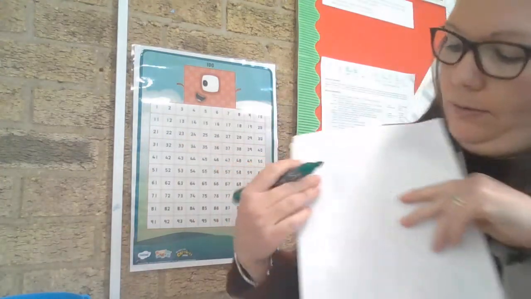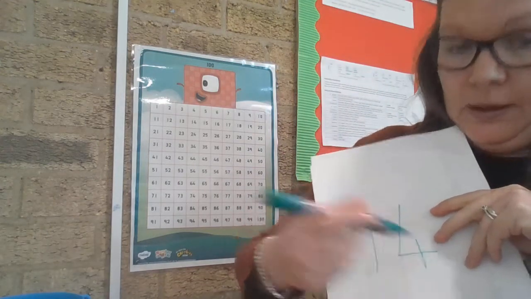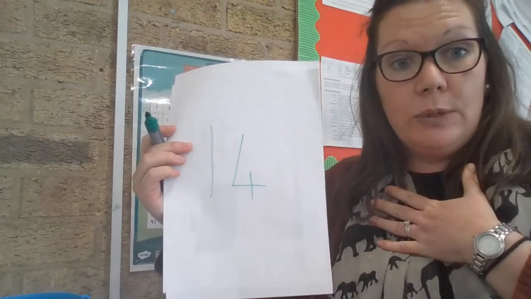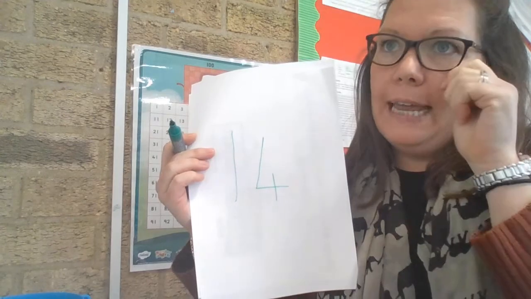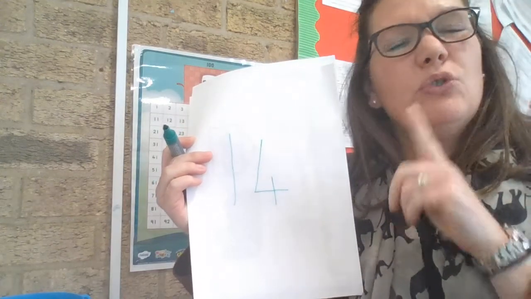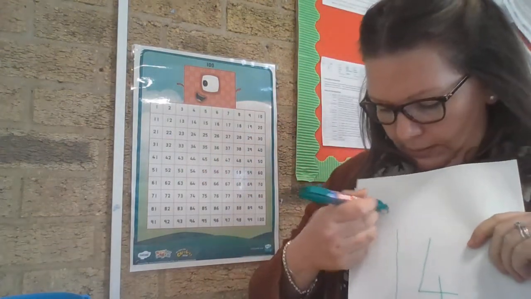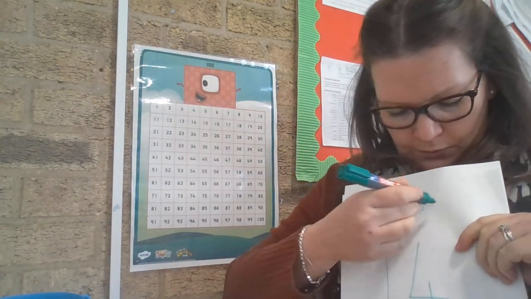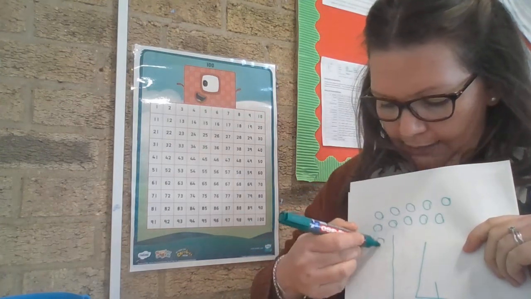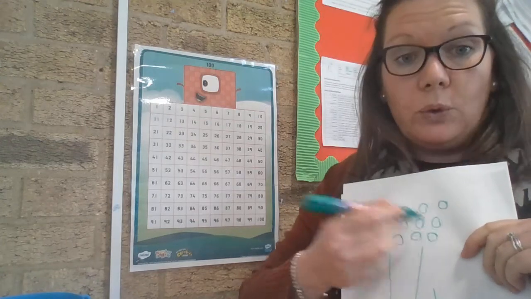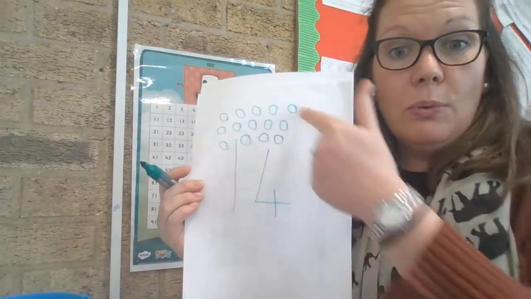Let's have a go at writing it. Number 14. So I would write a number 1 and a 4. 14. I wrote it. Now shall I draw it? What shall I draw today? I did draw stars the other day. Let's just draw dots. It's easy. So 14: 1, 2, 3, 4, 5, 6, 7, 8, 9, 10, 11, 12, 13, 14. So I said it, 14. I wrote it, 14. I drew it, 14.